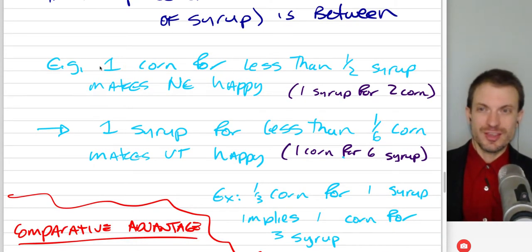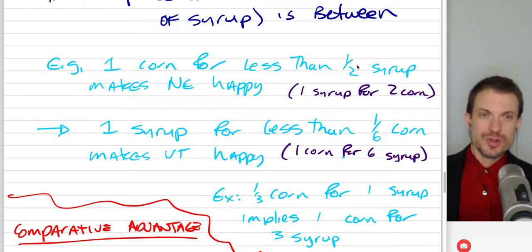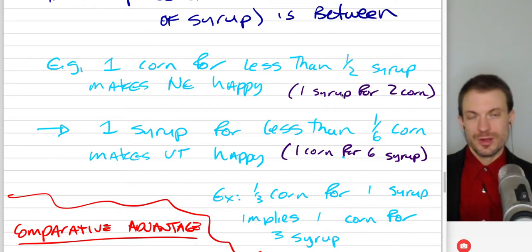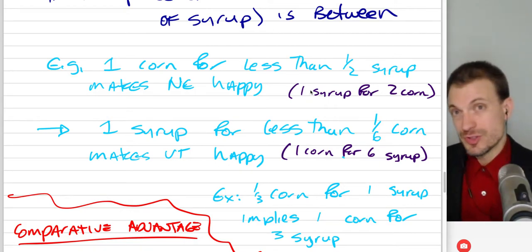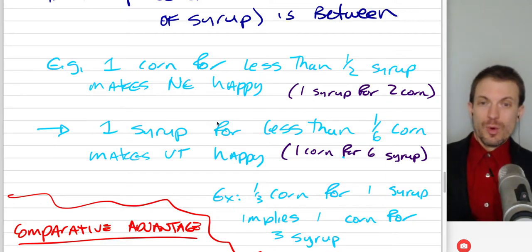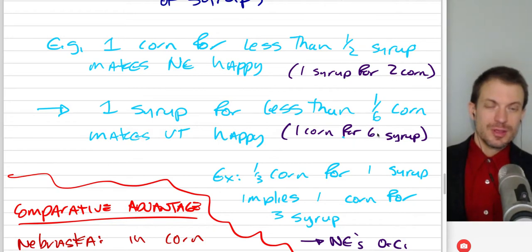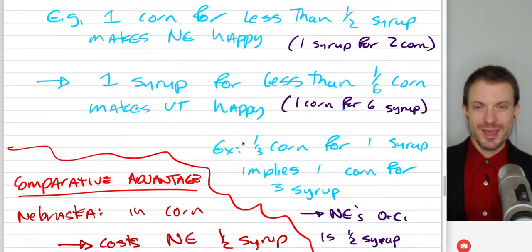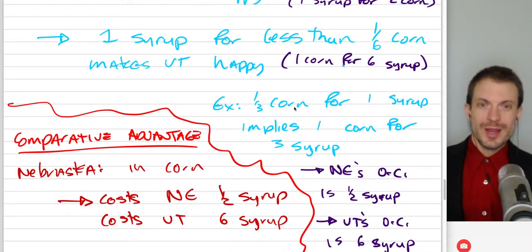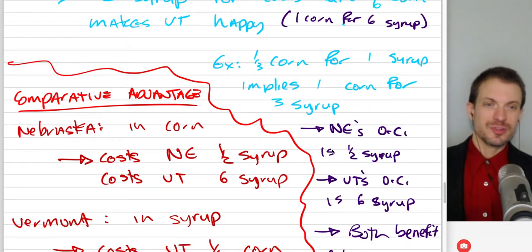Just phrased differently, if the price of 1 corn is less than 1/2 syrup, that makes Nebraska happy, or 1 syrup for 2 corn. Something more favorable than that will make Nebraska happy, such as 1 syrup for 1 corn. So 3 syrup for 1 corn would make Nebraska happy. 1 syrup for less than 1/6 corn makes Vermont happy, so like 1 corn for 6 syrup. So if they give up 3 syrup to get 1 corn, they'd be happy. So 1 corn for 3 syrup is the trade I was thinking about.